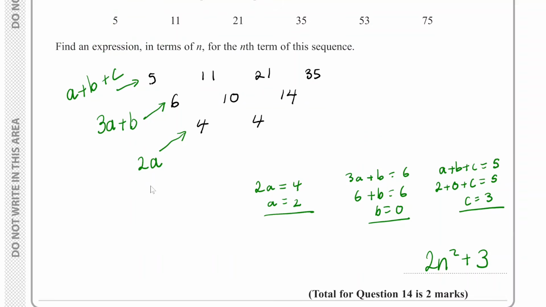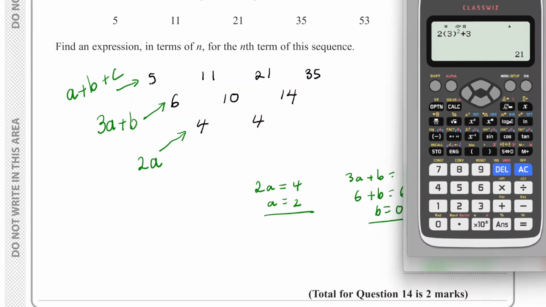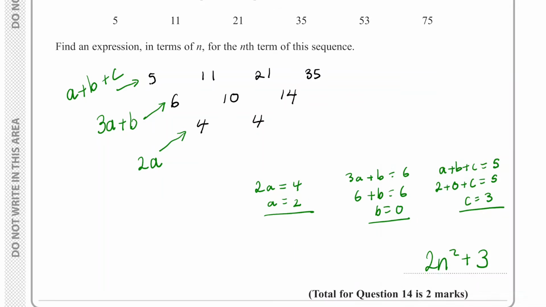We can check our answer. So if we change n into 1, we should get the first term. So 2 times 1 squared plus 3 should give us 5. If we change n to 2, we should get 11, the second term. If we change n to 3, we should get 21, the third term. And so on. So the 5th term is 53, and we can see we get that. So 2n squared plus 3.